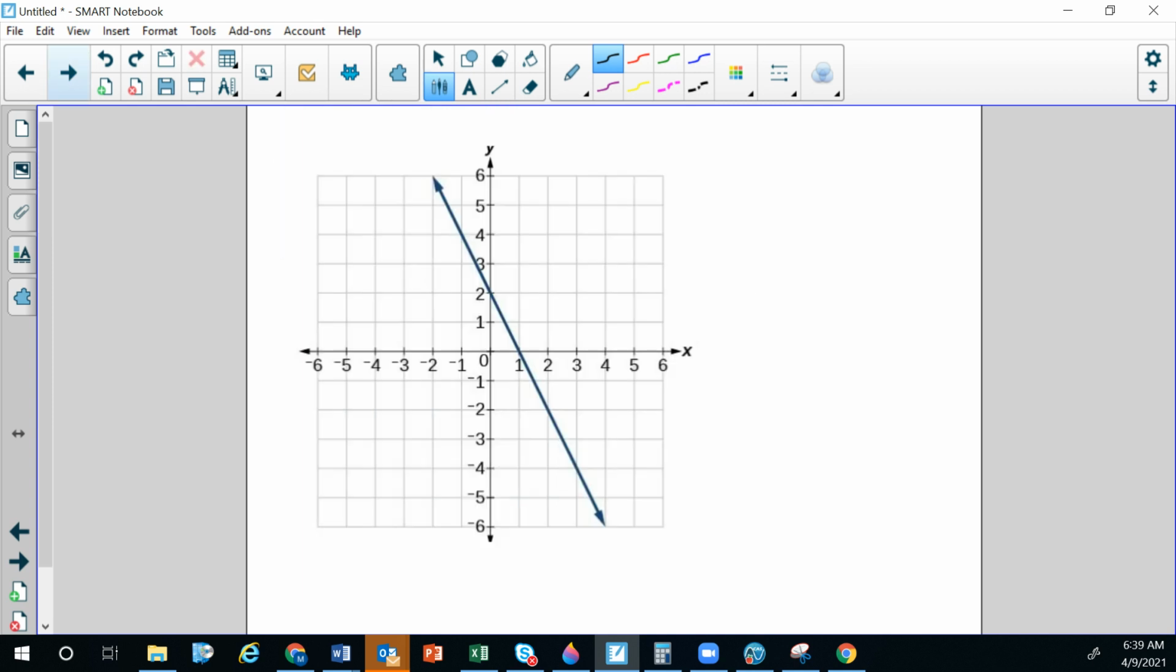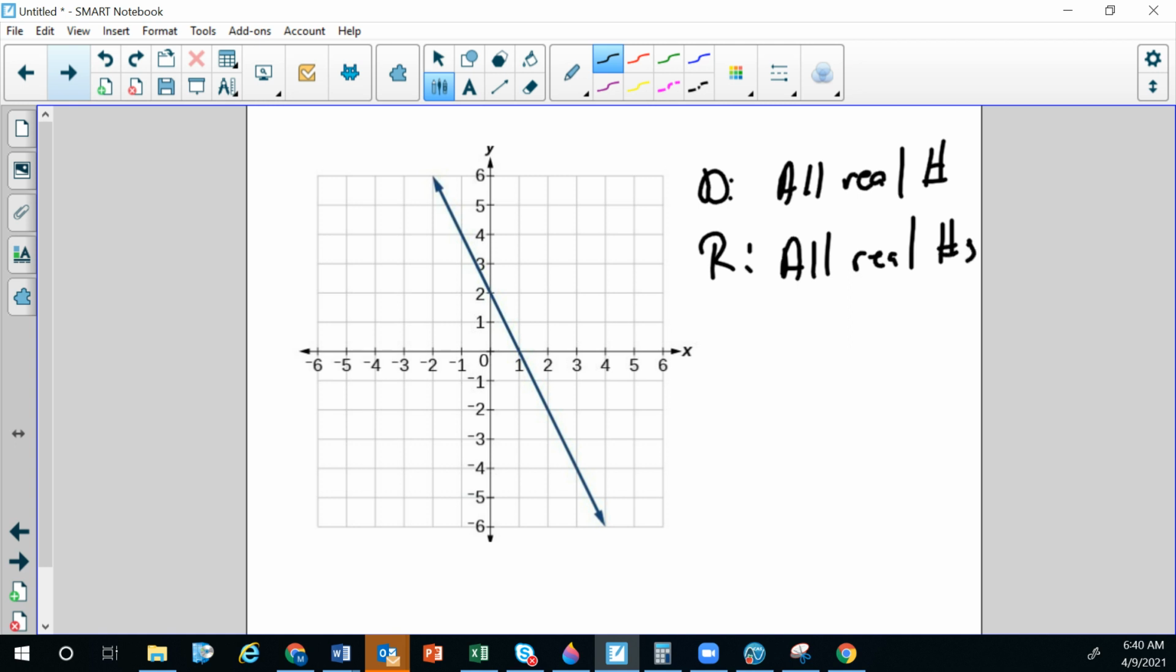Now this is a linear graph. And I want you to notice, if you have a straight line graph and there are arrows on both ends, the domain is all real numbers and the range is all real numbers. That's when you have a straight line graph or a linear graph with arrows on both ends. The domain is always all real numbers and the range is all real numbers.